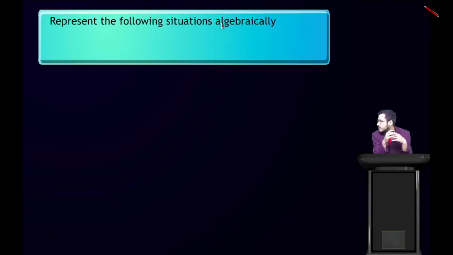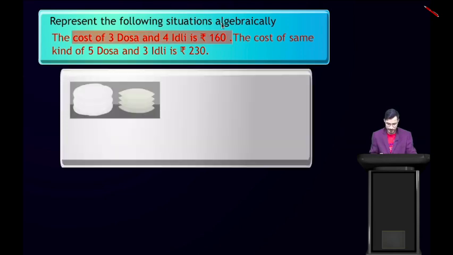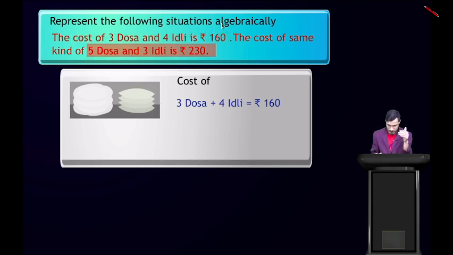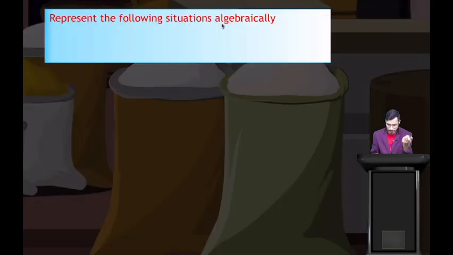Represent the following situations algebraically. Here the cost of 3 dosa and 4 idli is rupees 160. The cost of the same kind of 5 dosa and 3 idli is rupees 230. So here we represent this situation algebraically. The cost of 3 dosa plus 4 idli is equal to rupees 160, and 5 dosa and 3 idli is rupees 230.